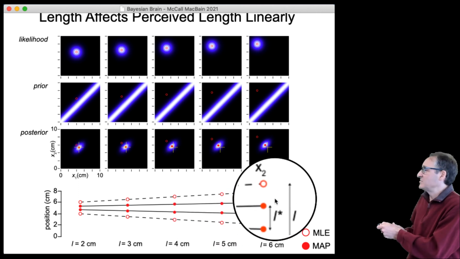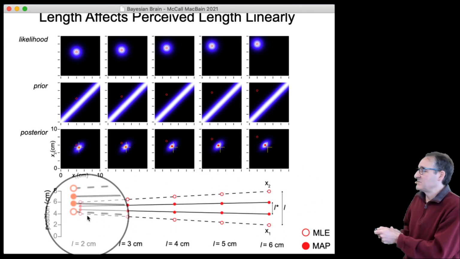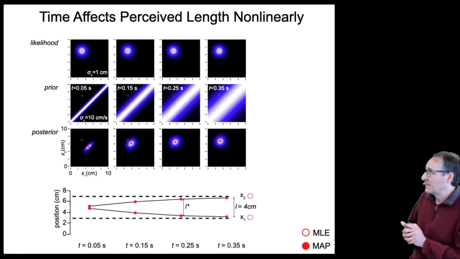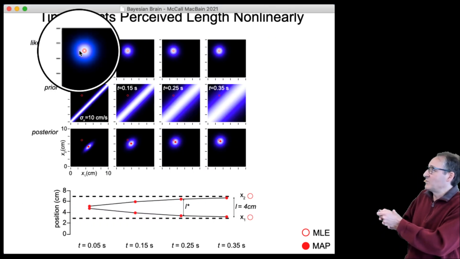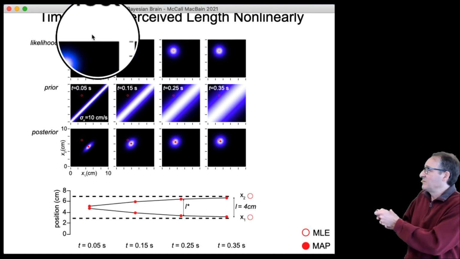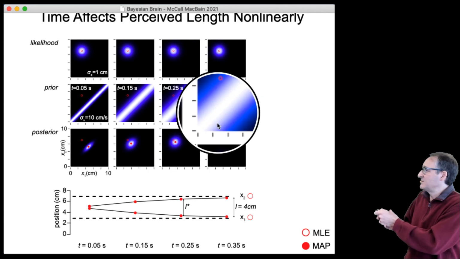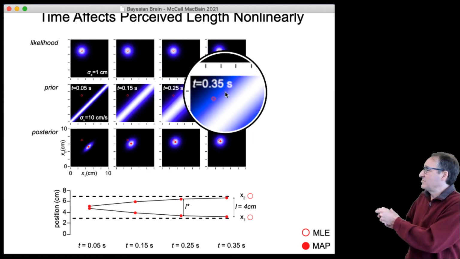So L star always underestimates L, but L star actually ends up increasing linearly with L, as was observed with humans. What if we change the time? If we change the time between the two taps while leaving the distance between them the same, so in each of these columns, the stimuli were at the same 2 places on the skin, but we increase the time from 0.05 seconds to 0.35 seconds.